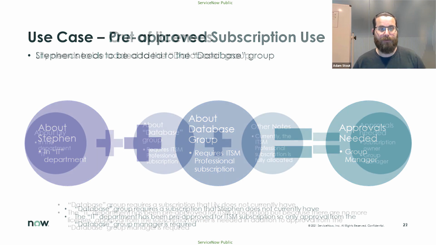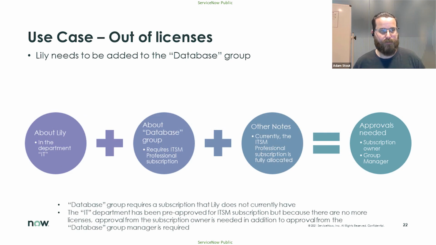Next, we have a case where we're out of licenses. So Lily is also in the IT department, like Eric, and wants to be added to the database group that requires ITSM Pro. And the important note here is that ITSM is fully allocated. We have 1,000 licenses. We have 1,000 people who have those licenses. What do I do? Well, in this case, we have put in the flow to say, if we're out of licenses, we need to get approval from the subscription owner, the process owner. So I have it hard coded in here. Somebody in this group has to approve it.